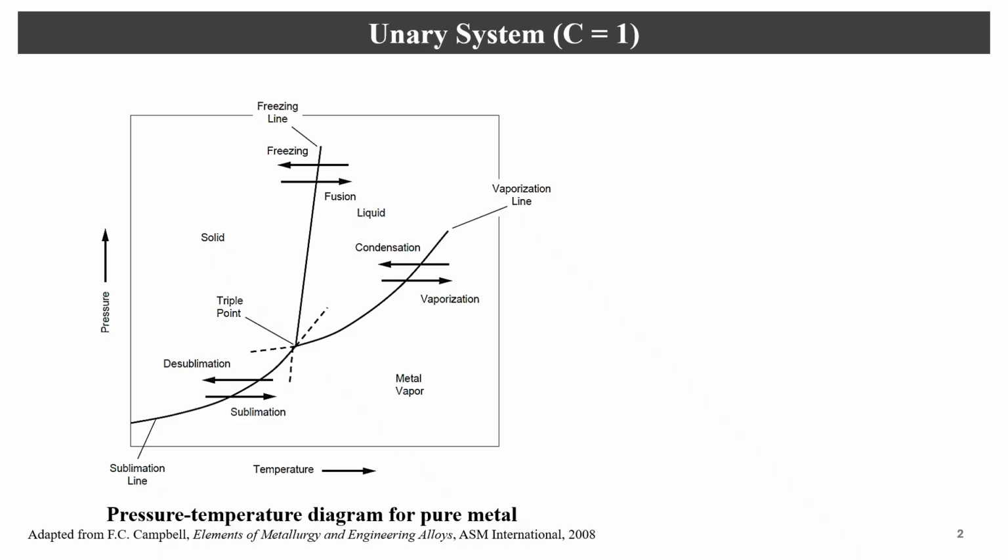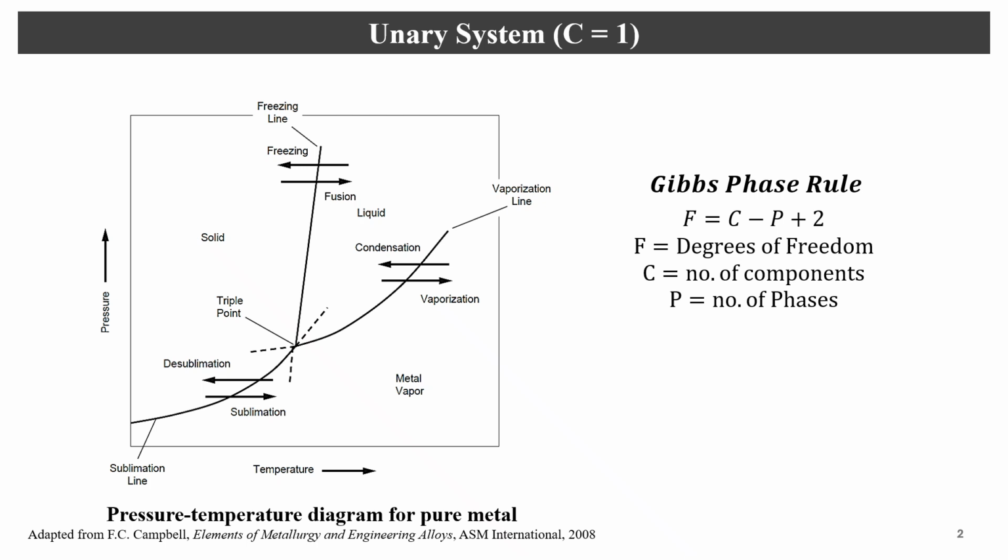Let us start with a phase diagram for a pure metal. If you try to apply the Gibbs phase rule where the number of components is 1, you can see that F will become 1 minus P plus 2. That means F will be 3 minus P. This means for any single phase region where P is equal to 1, F will become 2.